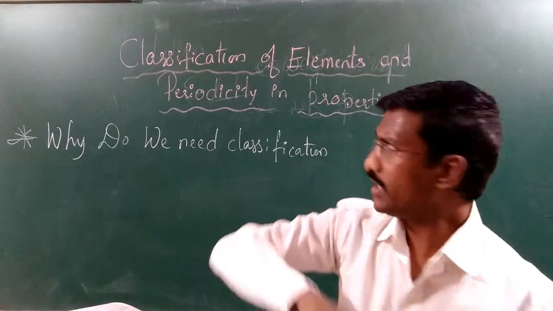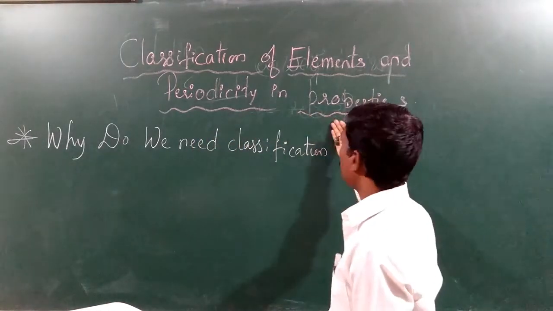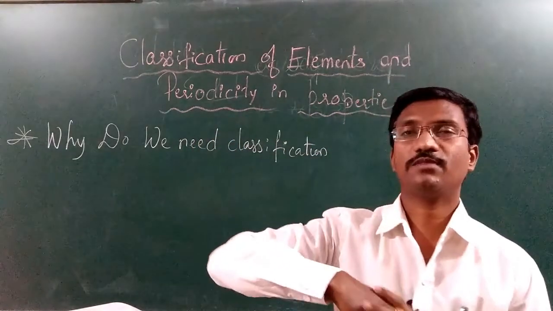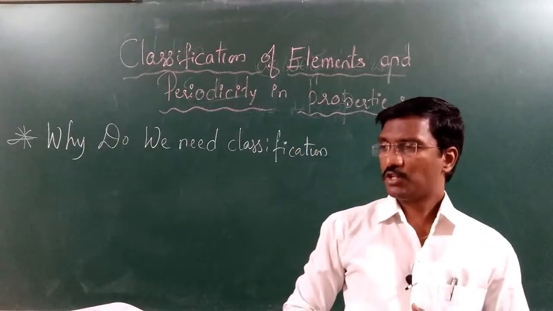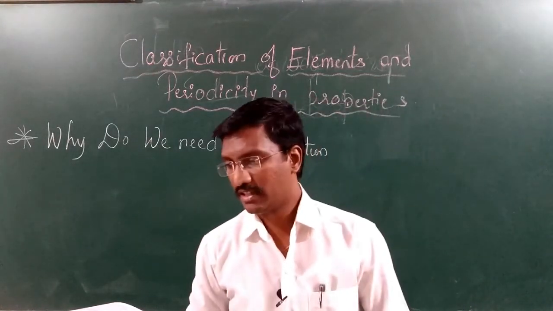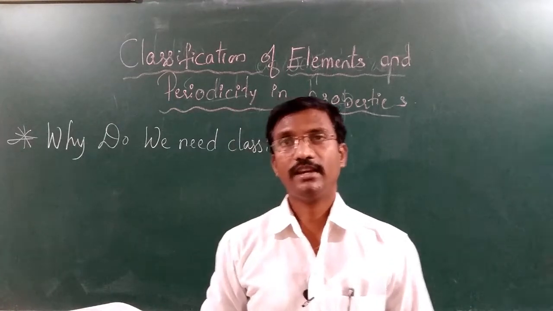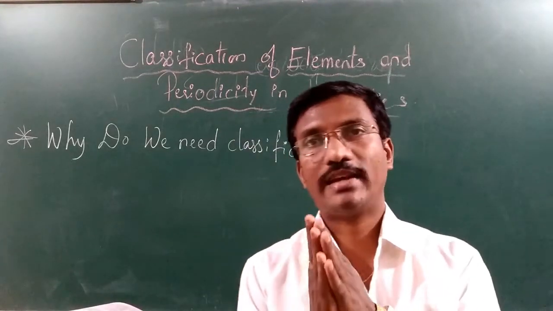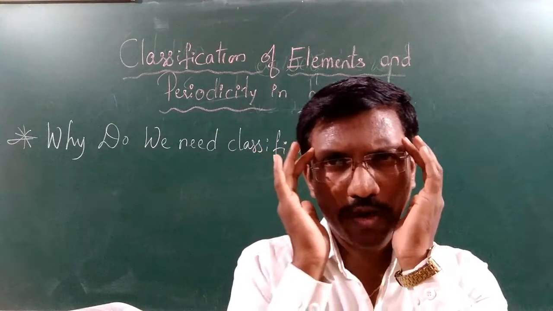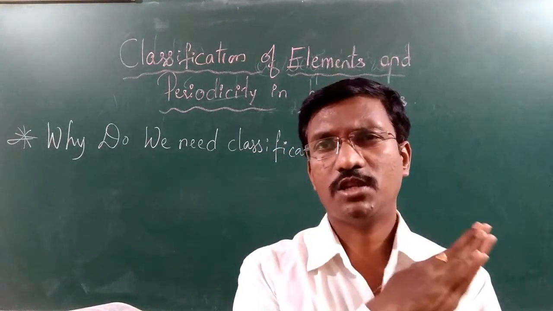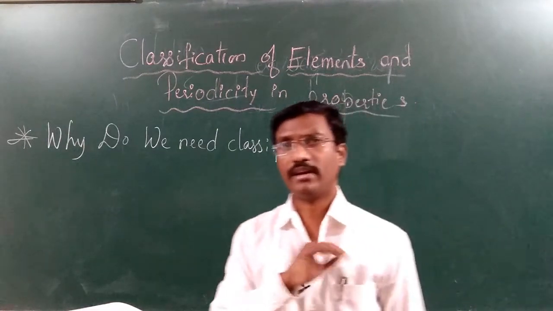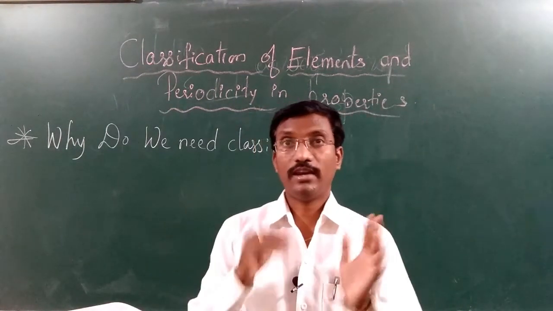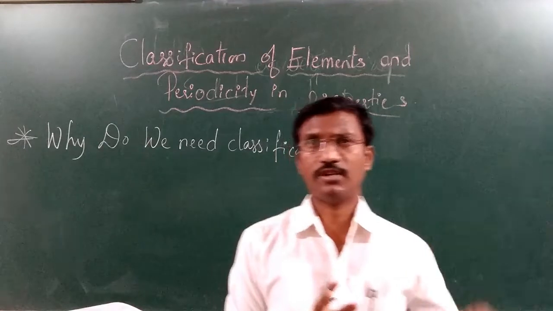So what is repeating here? The property is repeating. Based on that we are going to classify the elements. So let's start with classification of elements and periodicity in properties. Before we move to the classification, just remove whatever you have in your mind: the periodic table, groups, elements, properties, modern periodic law, Mendeleev's law. Forget everything. Let's look first at the basic phenomenon.